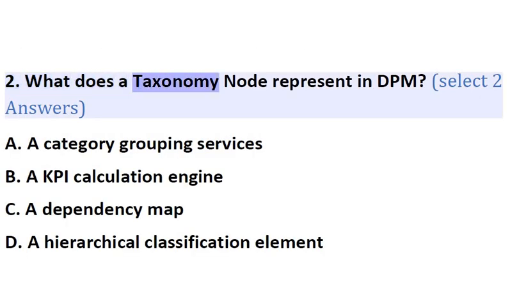2. What does a taxonomy node represent in DPM? Select 2 answers. A. A category grouping services. B. A KPI calculation engine. C. A dependency map. D. A hierarchical classification element. Answer: A and D.